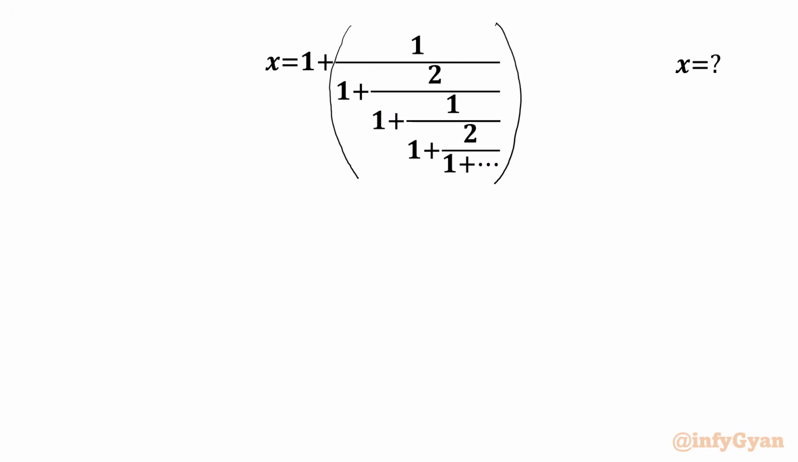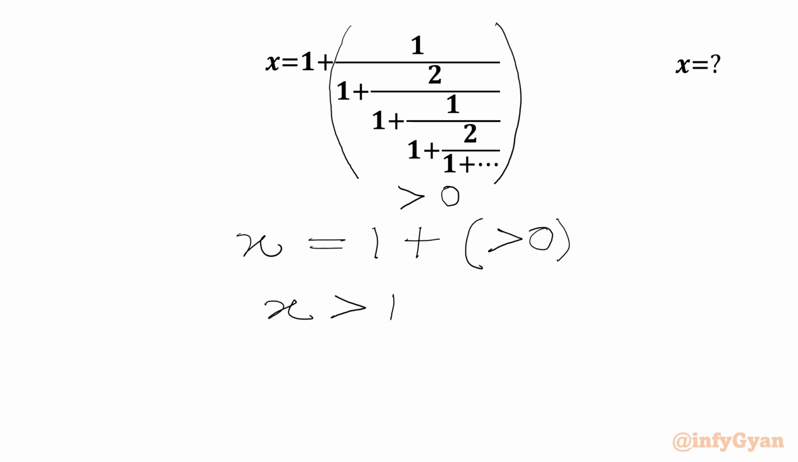In this bracket, we have all the numbers positive, all the signs positive. So I would say our bracket is greater than 0. So we can write here x is addition of 1 with bracket, which is positive. So the conclusion is x must be greater than 1. Our answer should be greater than 1.